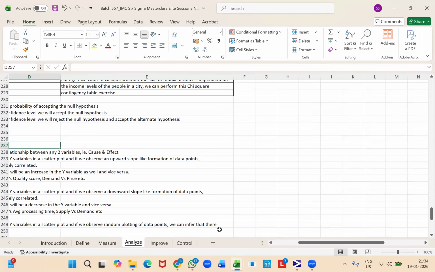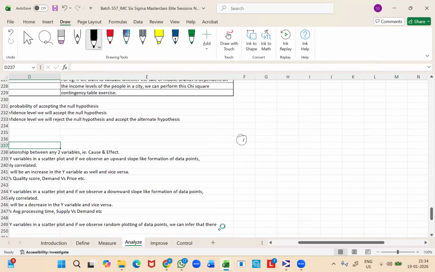When we actually plot a scatter plot, we can get three types of graphs. Let us look at three different scenarios that we can get when we plot the data in a scatter plot. The graphs can look like this. In the first scenario, when we plot the data for the x and y variables, if you observe an upward slope like formation of data points like this, then we can infer that the two variables are positively correlated. So X and Y are positively correlated.